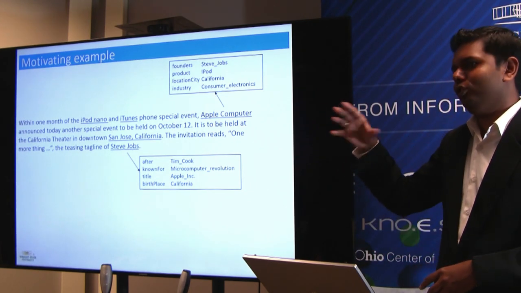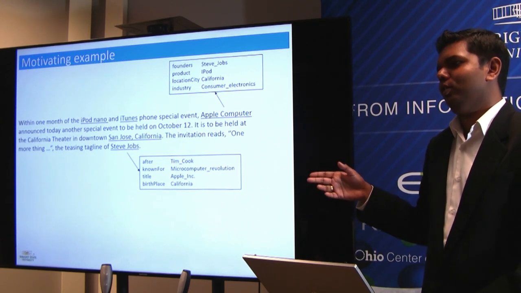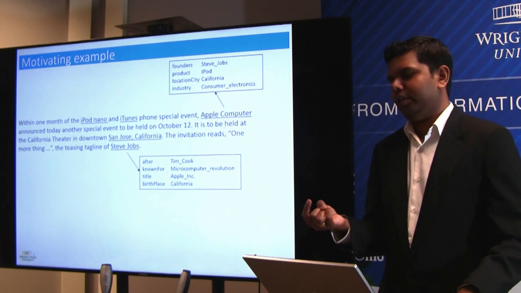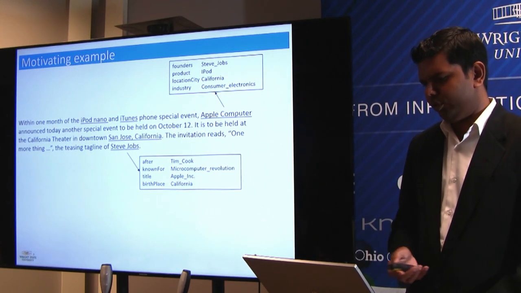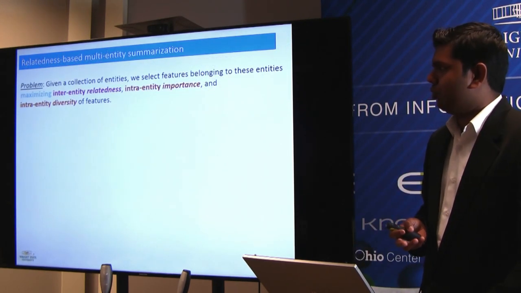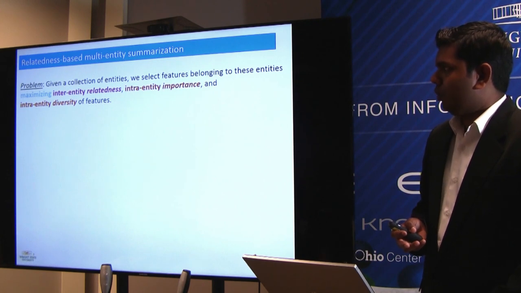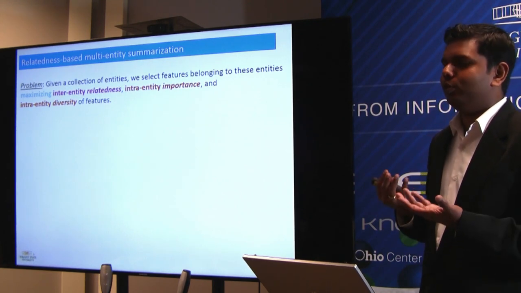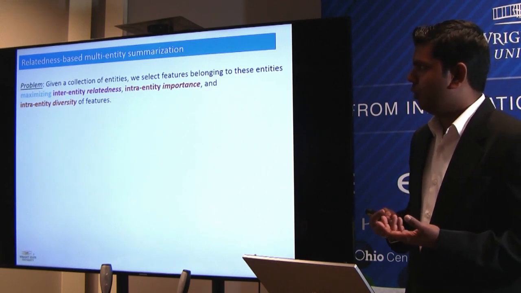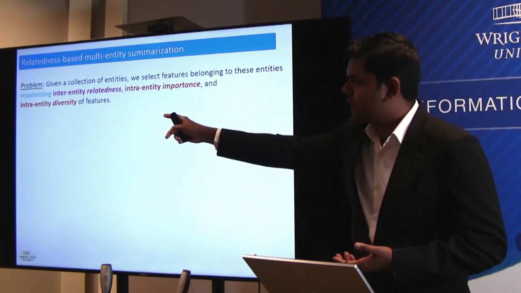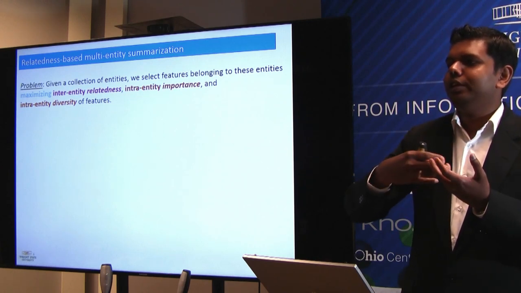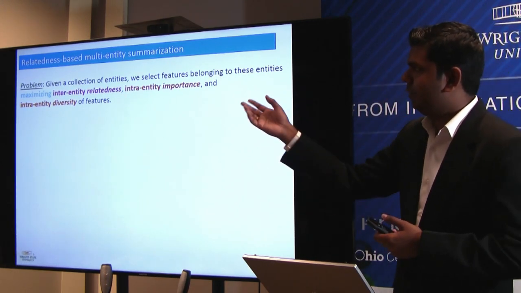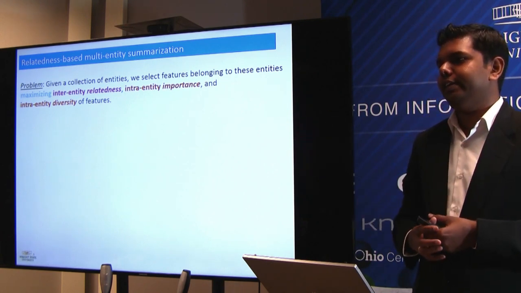So we also believe that the results we get could be further improved, because we are proposing how to maximize relatedness. If I go to the problem that we want to solve here, we want to maximize these three optimization objectives. We want to maximize intra-entity importance and diversity, which we have already been considering in our previous two approaches. In addition, we want to do the inter-entity relatedness.